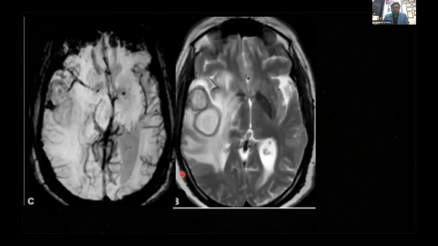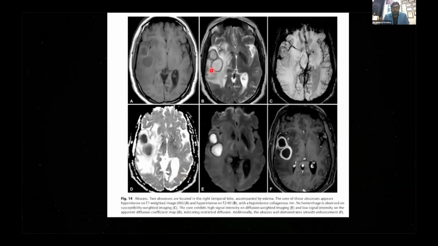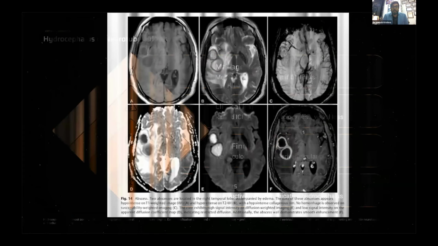So here in this image, you can see there will be multiple lesions. Two abscesses are located in the right temporal lobe. The T1 weighted image is hypo. In the T2 weighted image, you can see hypointensity with multiple edema images. In SWI, there is no bleeding pattern or anything. In the FLAIR, you can see disproportionate edema. And in contrast, you can see the brilliant ring enhancement in TB abscess.